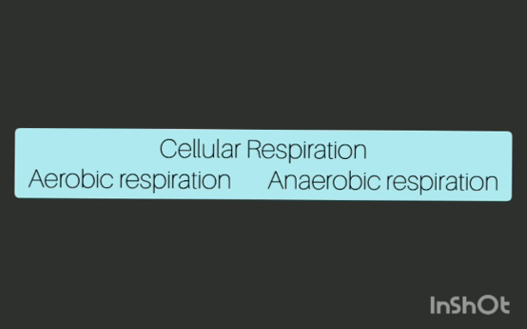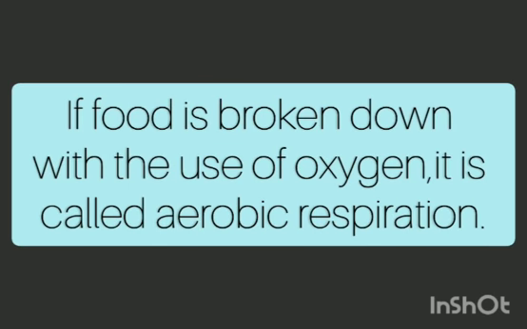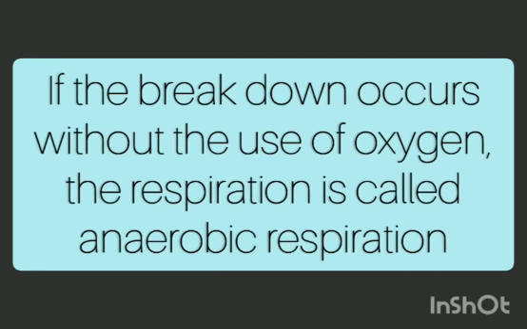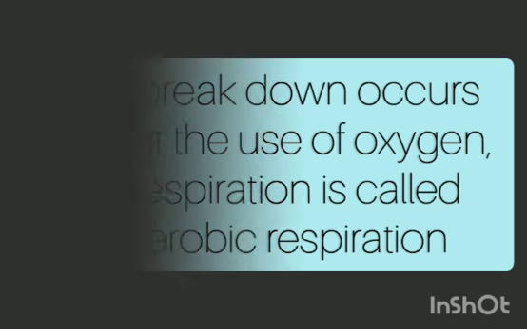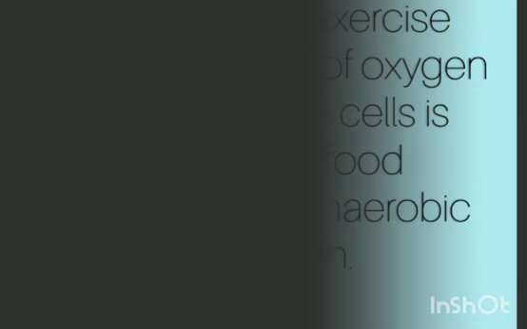Cellular respiration is mainly of two types, aerobic respiration and anaerobic respiration. Aerobic respiration means that if the food is broken down with the use of oxygen, it is called aerobic respiration. If the breakdown occurs without the use of oxygen, the respiration is called anaerobic respiration. During heavy exercise, when the supply of oxygen to our muscle cells is insufficient, food breakdown is by anaerobic respiration.